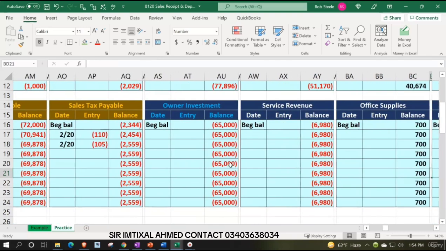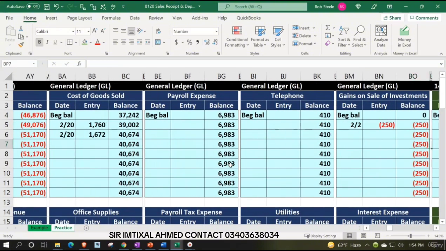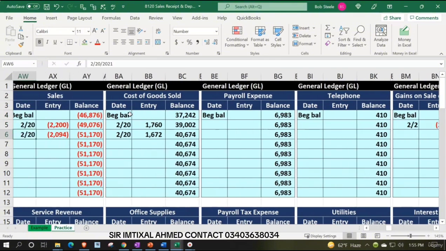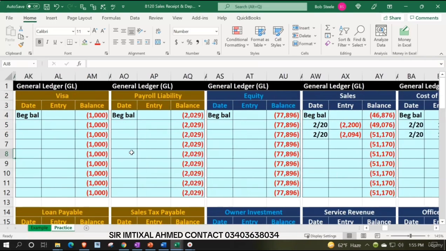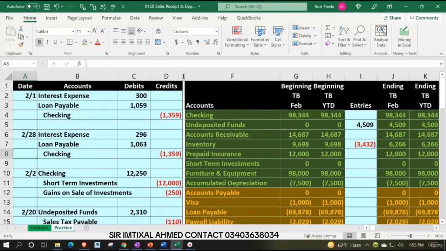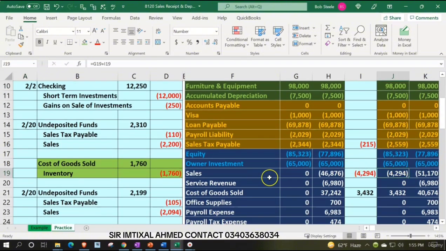So if you want to look at the GL, and if I was to run the GL just for the current month without the beginning balance, then of course we would have these two items, which would be the 3432. And then we have the beginning balance from last month that makes it go up to that 40,674. Same with the sales. These two items add up to the 4294. That 4294, of course, matching what's happening in just the current month thus far.